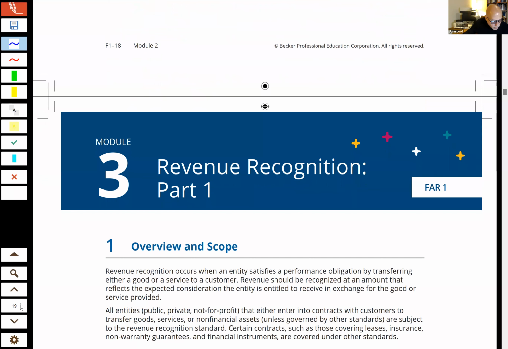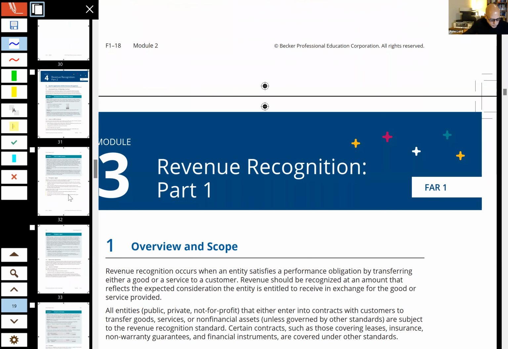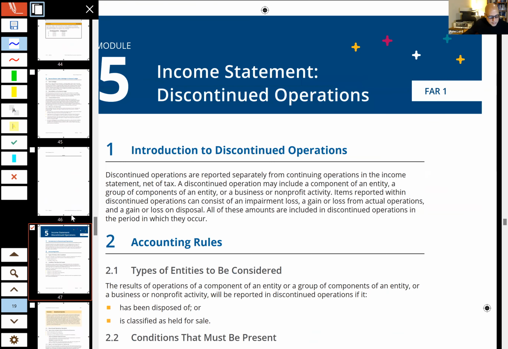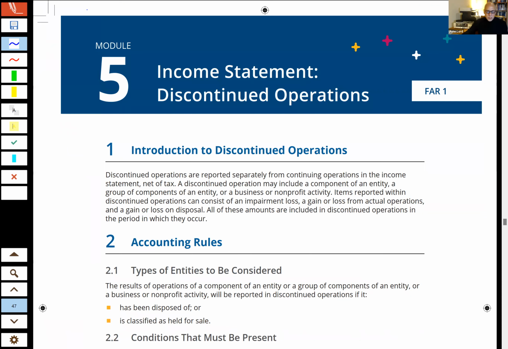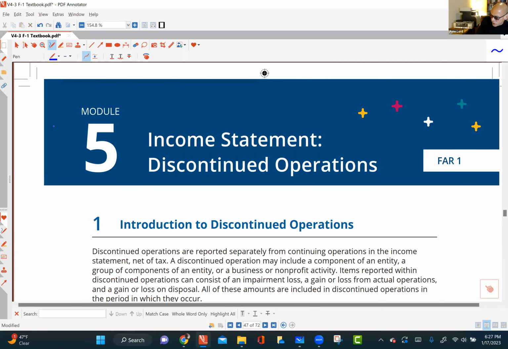Okay, good. So we're going to go ahead and take a break. We're going to come back after the break and jump into module 5, because in my opinion, it makes more sense at this stage to talk about discontinued operations, and then we'll come back and start talking about revenue recognition. After we talk about module 5, we'll go back to module 3. Okay, so I'm showing about 6:27 right now. So why don't we round that up and come back at 6:40.